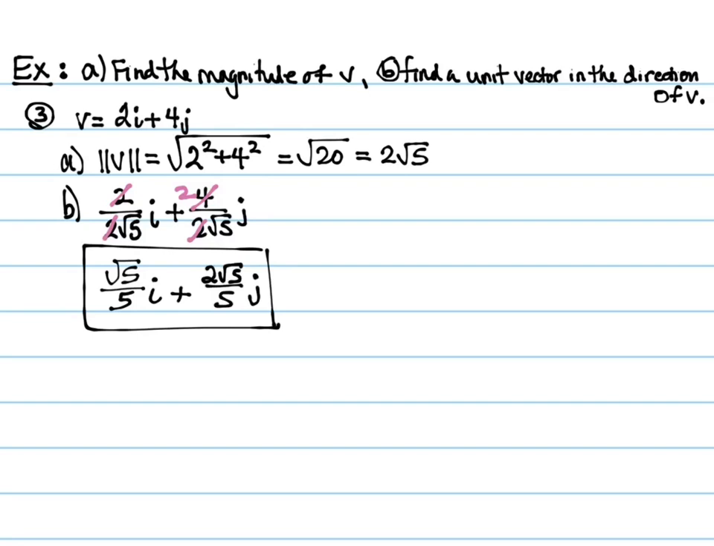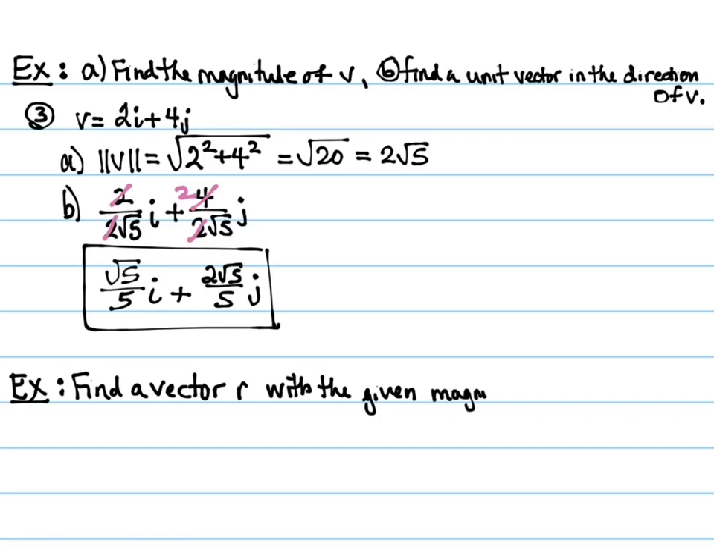Okay. Let's do another one that has to do with magnitude. I think I have space enough to still write on this screen, so let's give it a shot. We're going to find a vector V with the given magnitude in the same direction as U. So I'm given a vector U, and I want to find another vector of a specific length, but in the same direction that U is already in.